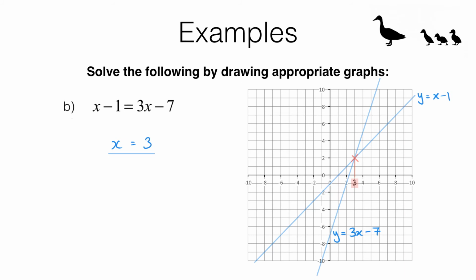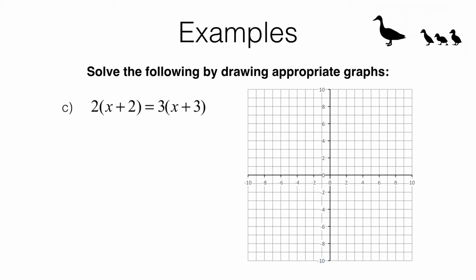Remember, we can always check a solution to an equation by substituting it back in. If we substitute 3 into this equation, we get 2 on the left-hand side, and on the right-hand side we get 3 times 3, which is 9. Subtract that 7 and that will give us 2 on the right-hand side. So we get 2 equals 2, which is indeed correct. So we've got the correct answer.